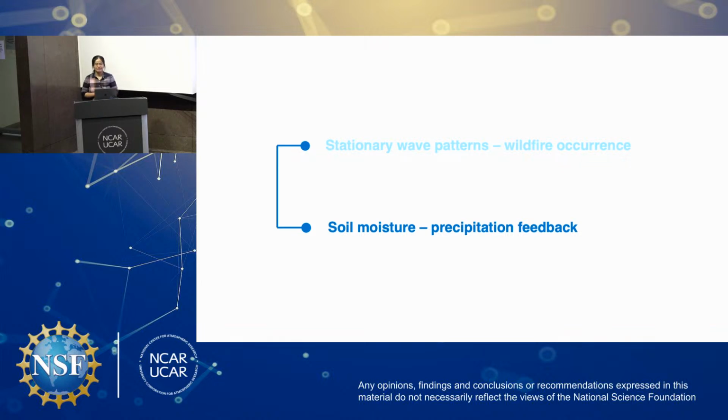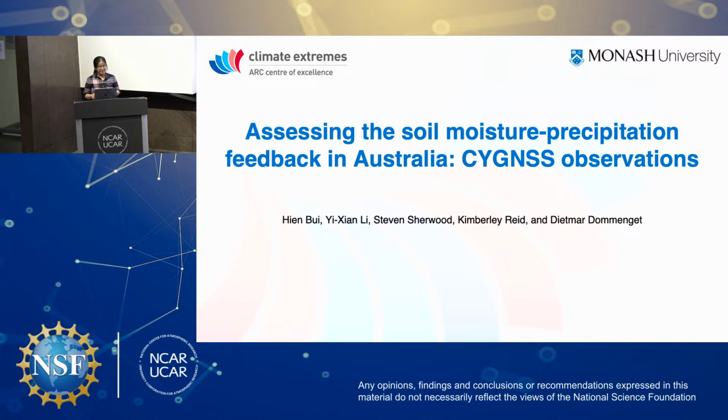So I'll just move into the second topic. This will be a little bit different because we moved from the northern hemisphere to the southern hemisphere, and also moving from the models to just satellite observations. So this work will examine the relationship between soil moisture and precipitation in Australia using the CYGNSS observations.